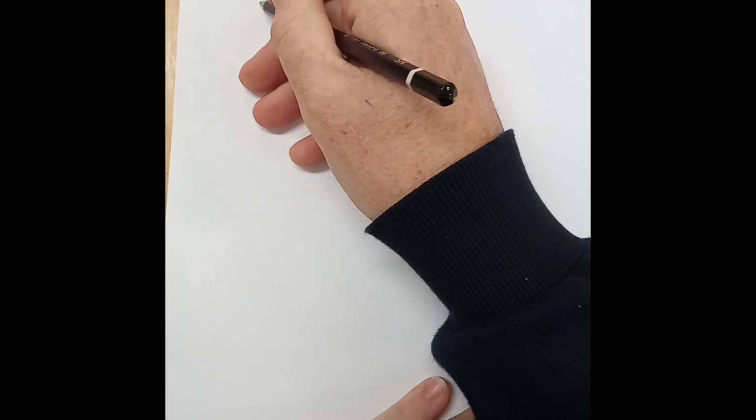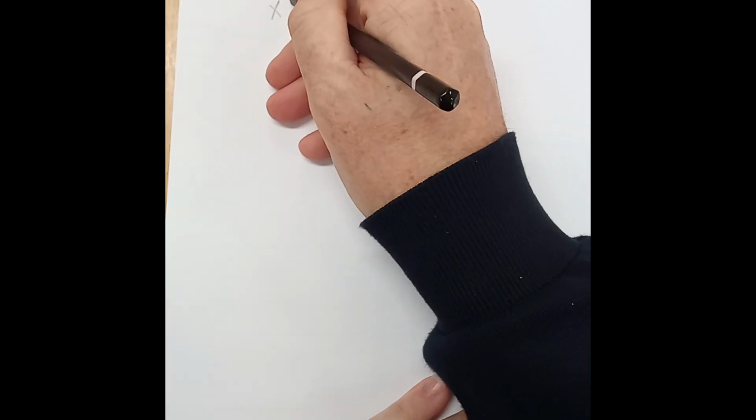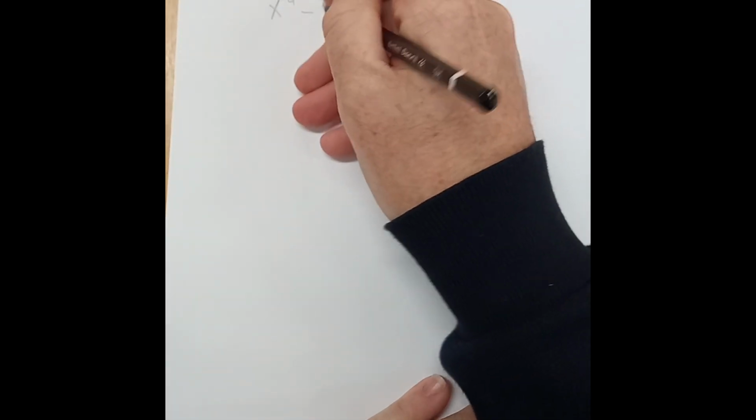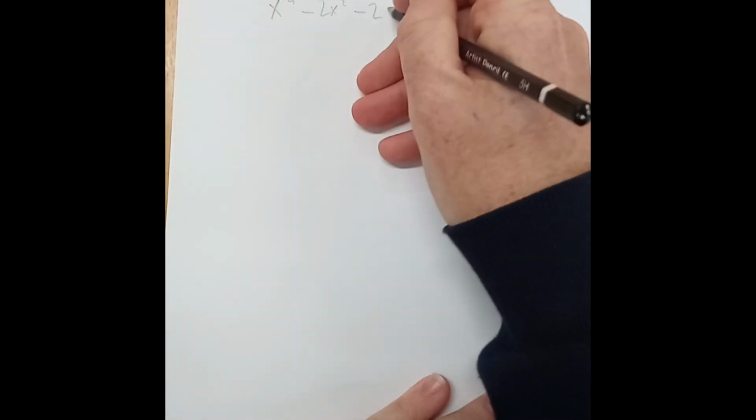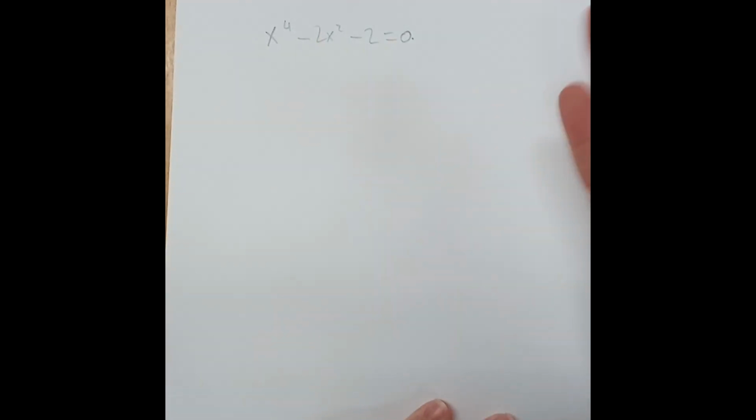Hello lads, so we're going to have a look at solving using the substitution method. I'll show you a couple of examples of this and see how it goes for you. So here's the first type: x to the power of 4 minus 2x squared minus 2 equal to 0. And we're going to try and solve this.